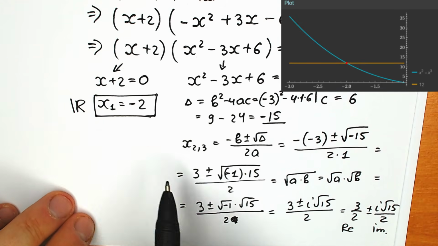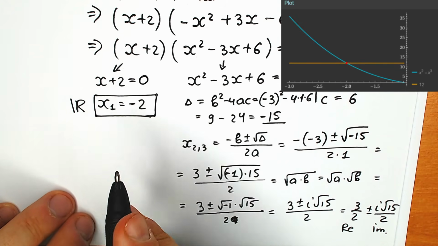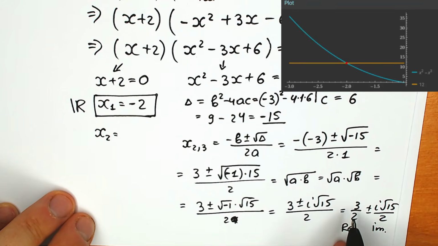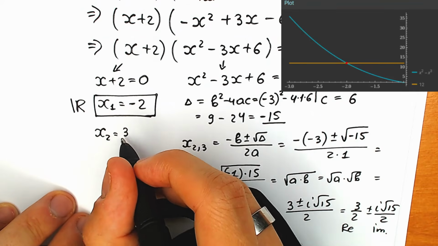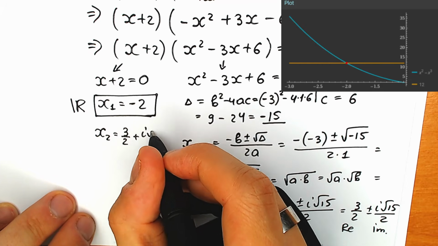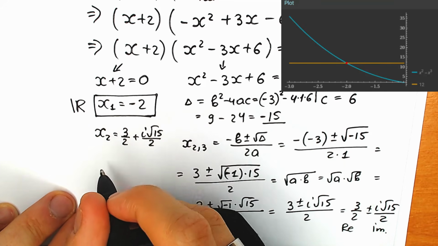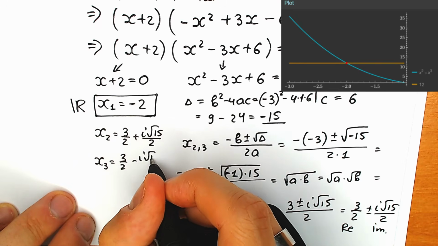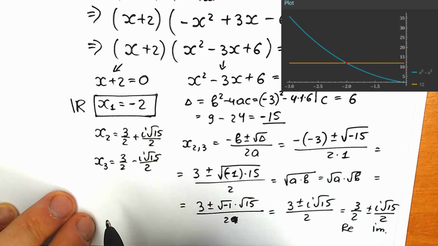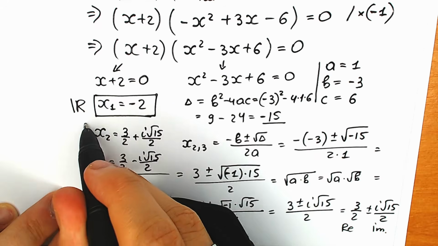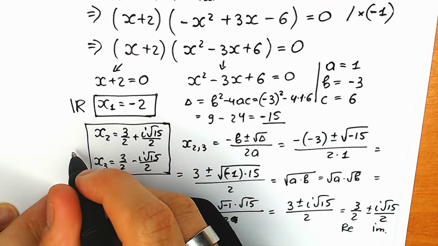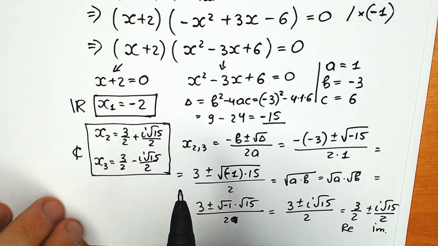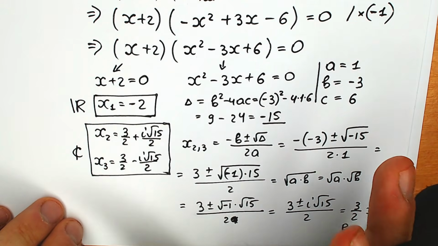So let's write it right here because I don't have enough space on the right side. We're going to write it as a final answer. So x second is equal to 3/2 plus i square root of 15 over 2, and x third is equal to 3/2 minus i square root of 15 over 2. So these two roots right here are complex roots, with the imaginary unit. This one is a real number root. Okay, so I really hope you understand my solution right now.